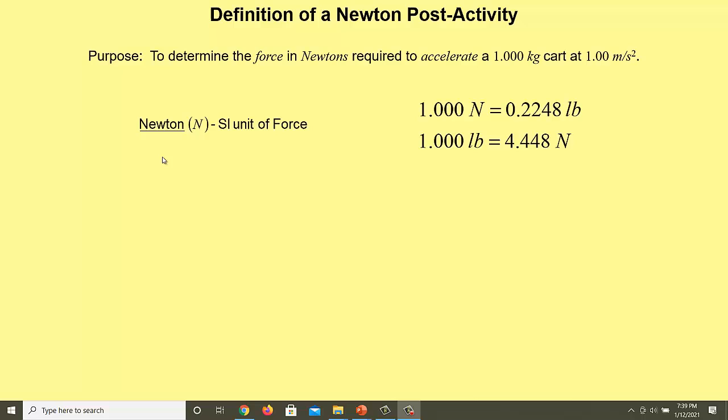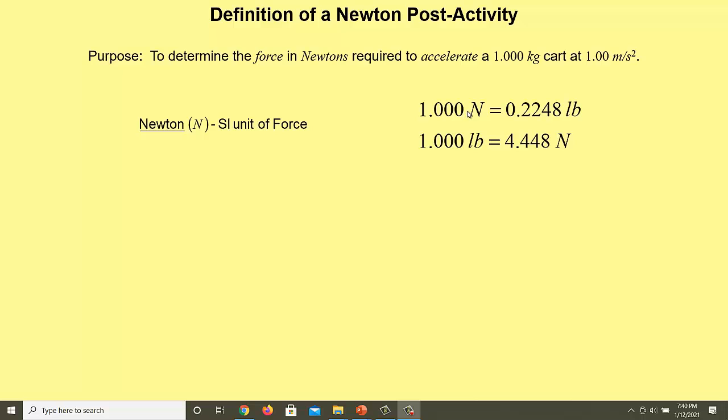Remember that prior to this activity, what we knew about the Newton is that it's the unit of force in the International System of Units. It's a capital N because it's named after Sir Isaac, right? So it's named after a person. It's a capital letter. And back when we first used it, I said that 1 Newton was about 0.2248 pounds, a little less than a quarter of a pound of force.